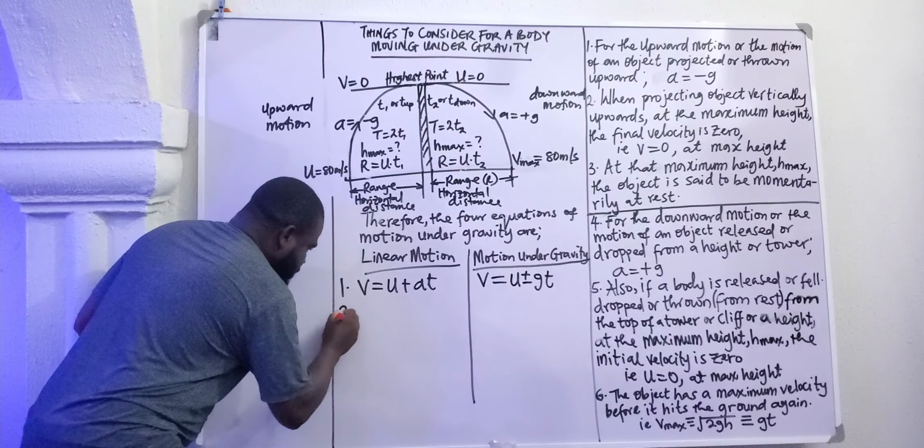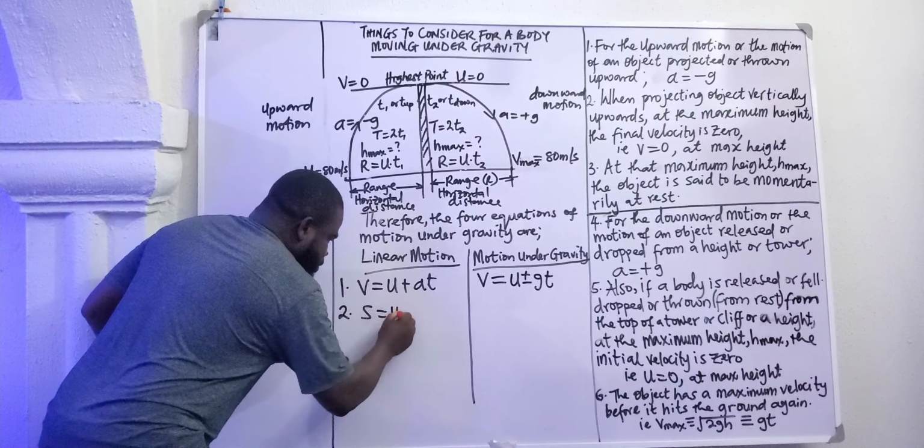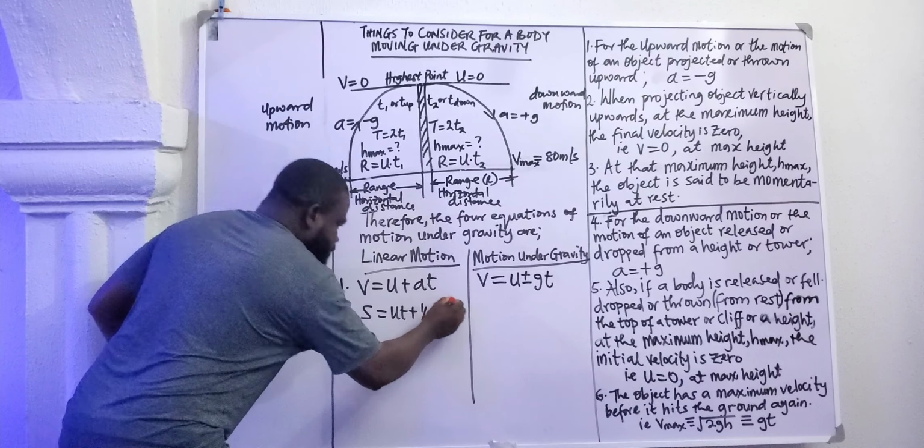The second equation becomes x equals ut plus half at squared.